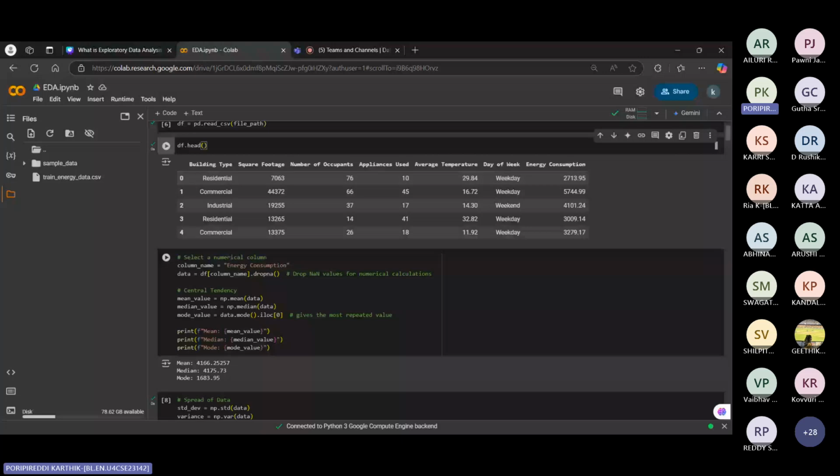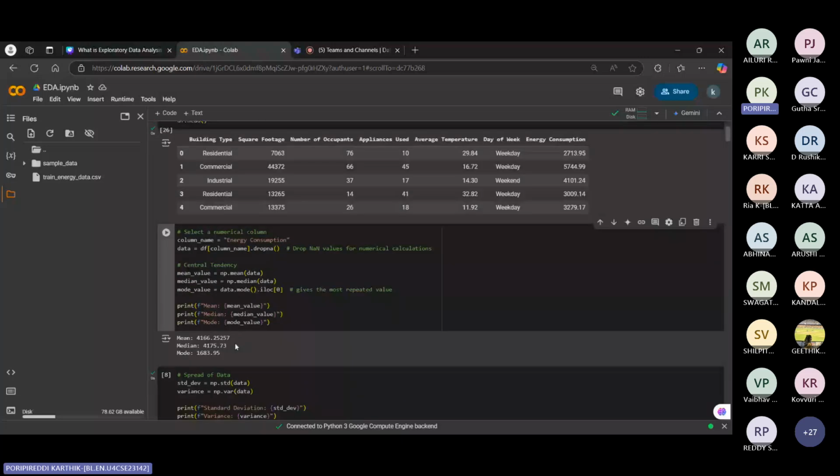Then we drop all the null values for the numerical calculations, and then we find the central tendency. We can see that the mean value is equal to np.mean of data, which is an inbuilt function we use for finding the mean, and the same goes for median and mode. Here in the mode we use iloc 0 because, as we talked about, this is a multimodal case where we have multiple modes. So we will take the first mode, the most repeated value, and we can see we have mean as 4066, median as 4175 and the mode as 1683.